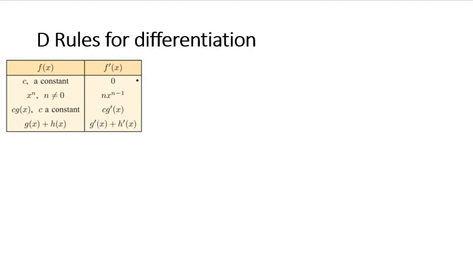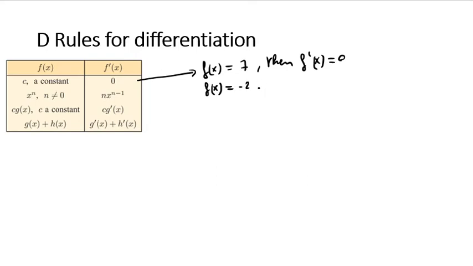So for example, when f of x is equal to 7, then we can say that the derivative of f of x is equal to 0 because 7 is a constant. Or when f of x is equal to minus 2, then the derivative of f of x is equal to 0 because minus 2 is a constant. Okay, let's go to the second rule.